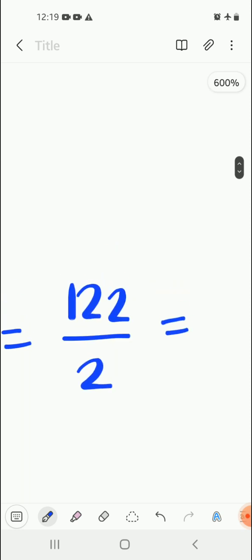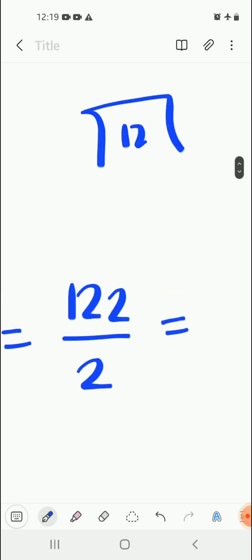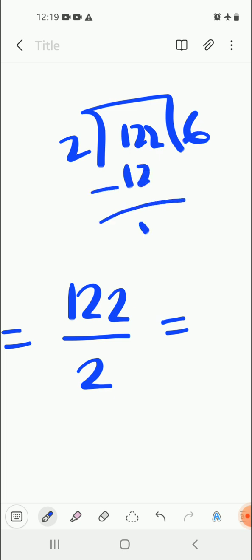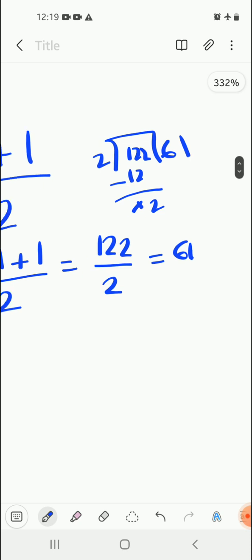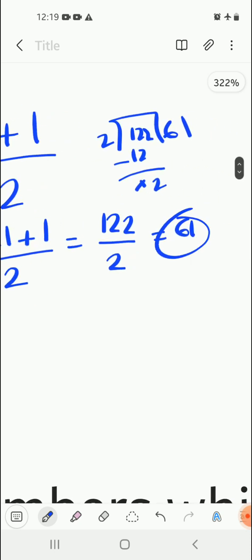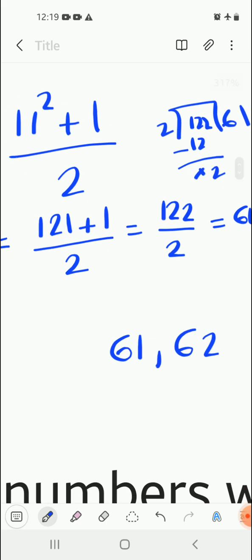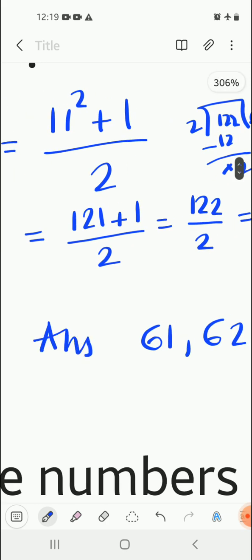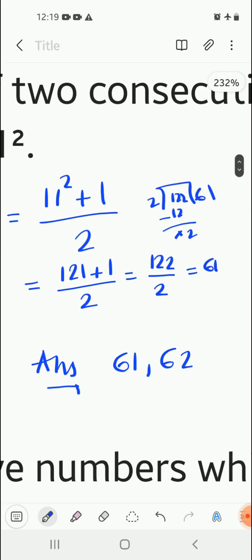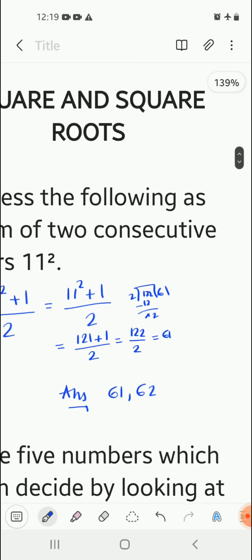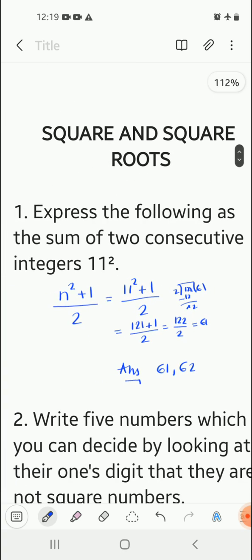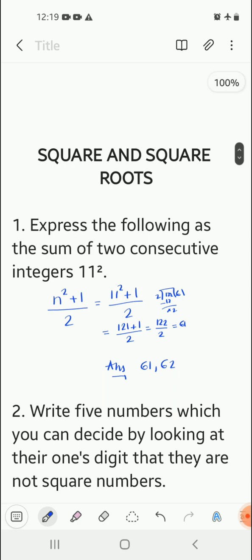If we divide 122 by 2, we get 2 sixes are 12, and 2 ones are 2, so 61. So the first number is 61 and the next number will be 62. So 61 and 62 are the two consecutive numbers whose sum will be 11 square.